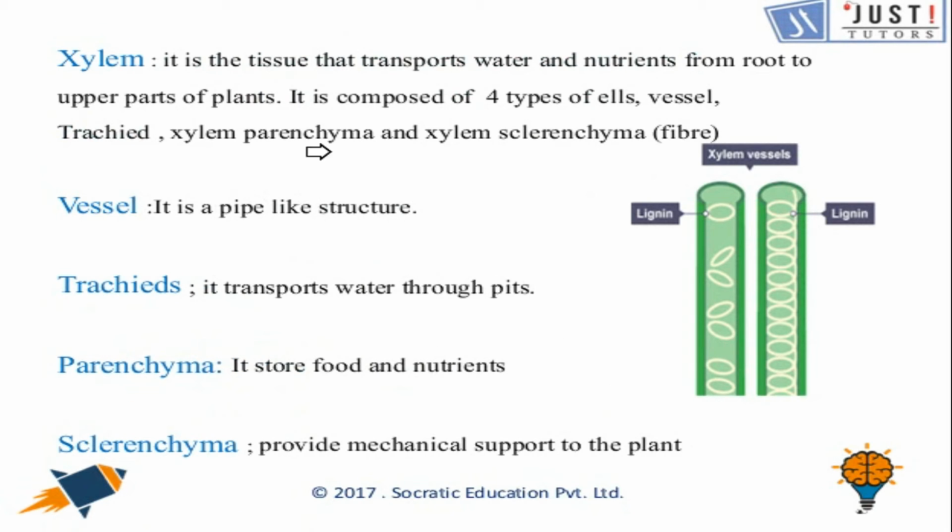Now let's talk about xylem. It is the tissue that transports water and nutrients from the root to upper parts of plants. It is composed of four types of cells: vessels, tracheids, parenchyma, and sclerenchyma.